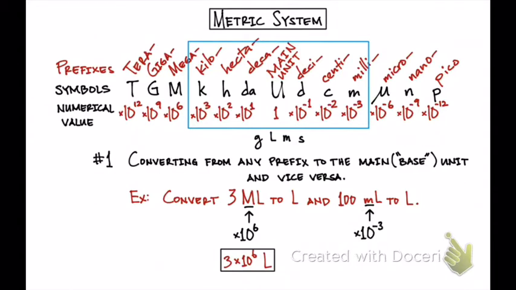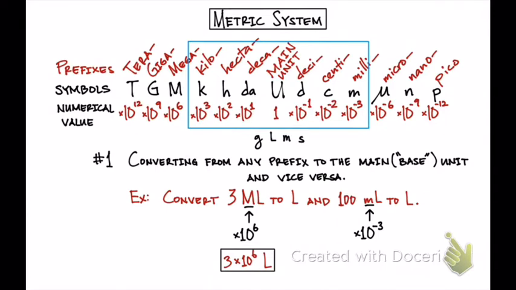And if you remember, a multiplier with a negative exponent indicates that that number is going to be less than 1. And so, for example, 10 to the negative 3 is equivalent to 0.001. And so, essentially, you're multiplying that liter by 0.001, or times 10 to the negative 3.